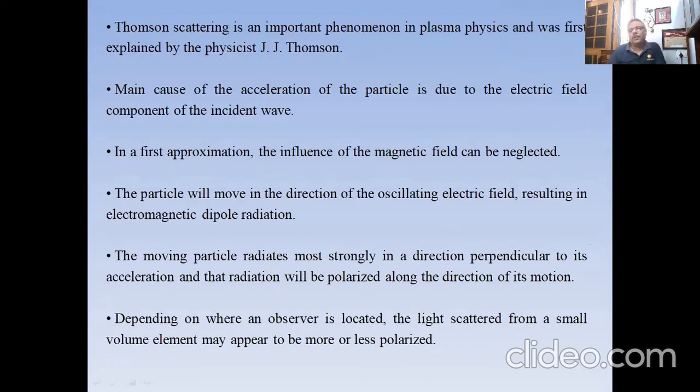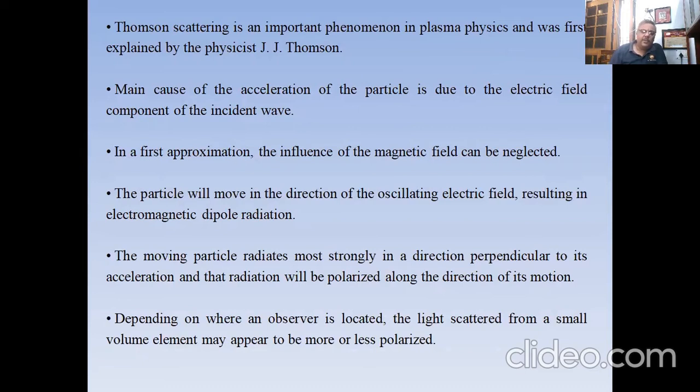It was first explained by Sir J.J. Thomson. The main cause of the acceleration of the particle is the electric field component of the incident wave. In the first approximation, the magnetic field of the incident electromagnetic wave can be neglected, and the particle will move in the direction of the oscillating electric field, resulting in electromagnetic dipole radiation. The moving particle radiates mostly in the direction perpendicular to its acceleration, and the radiation will be polarized in the direction of motion.